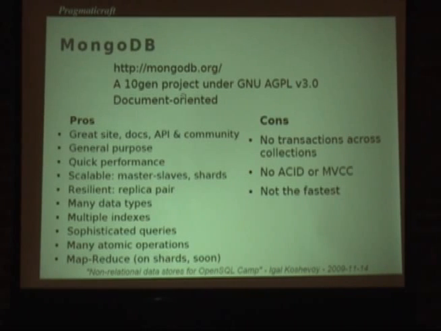So, I'm going to talk about three of these non-relational databases: MongoDB, Tokyo Tyrant, and CouchDB. I'm going to start off with Mongo. All of these, by the way, are free or open source projects, which is fantastic.